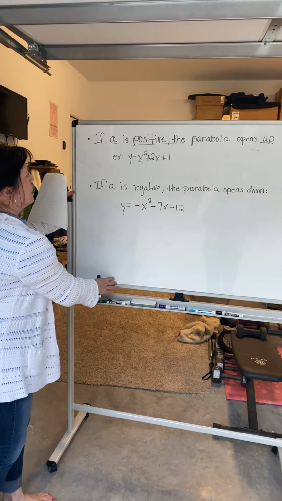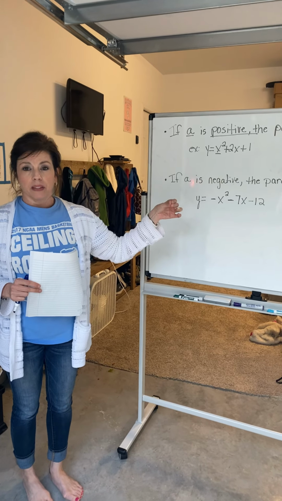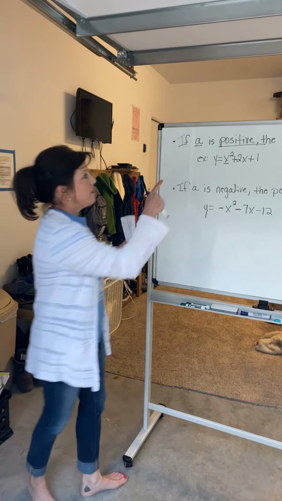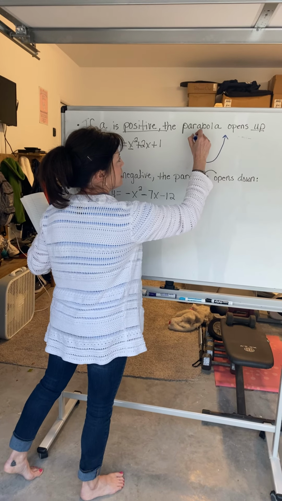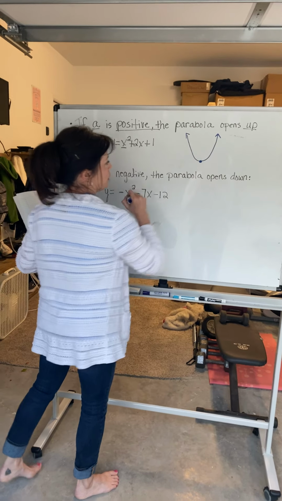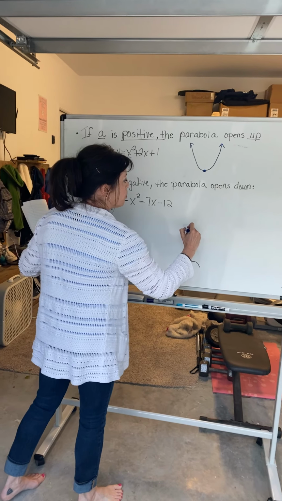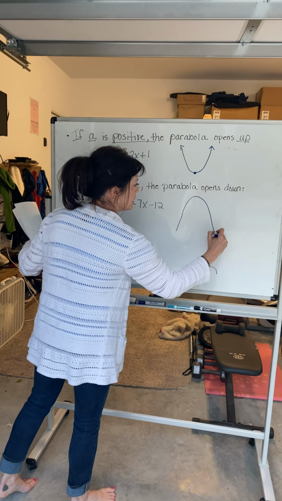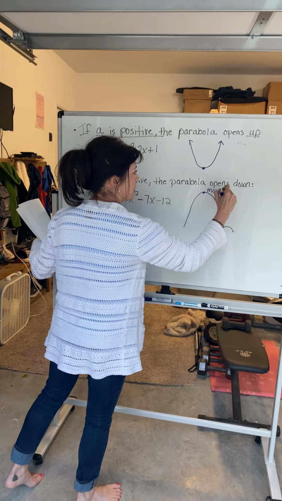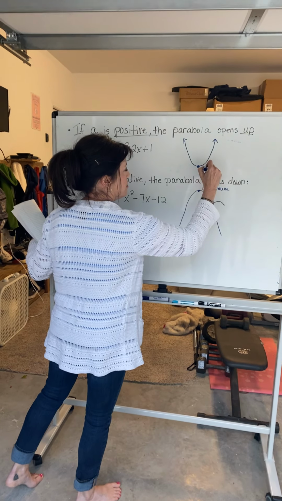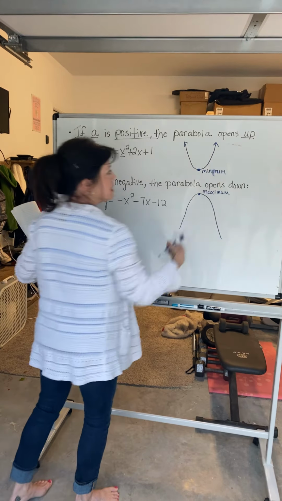Okay, so a couple of other things. If A is positive, like in the example we just did, your parabola is going to open up like this, where your minimum point is here. If your A value is negative, as in this example, your parabola is going to be shaped the opposite way, and this is where you would have a maximum point, not a minimum point. So this is the minimum point, and this is the maximum point.